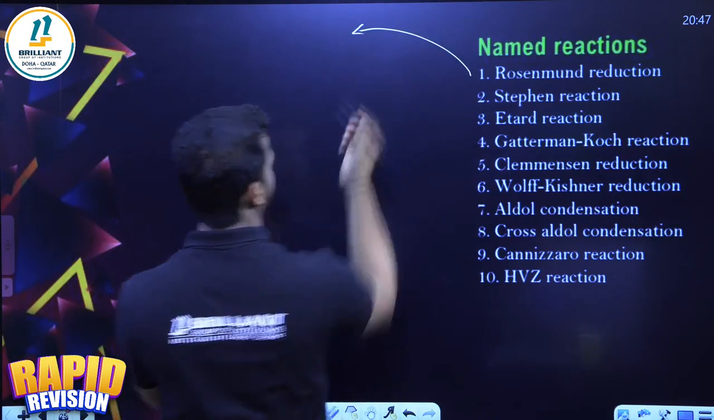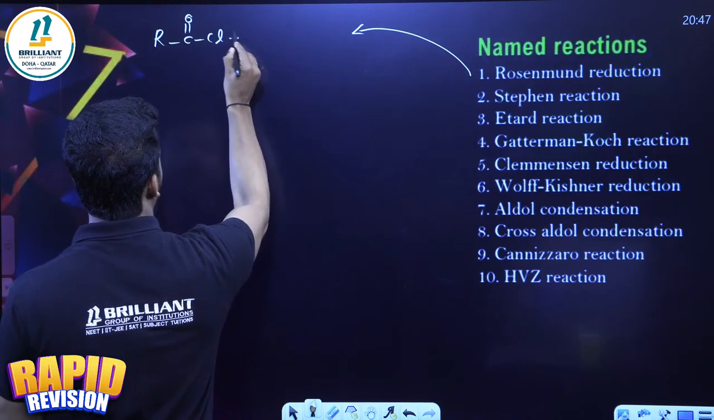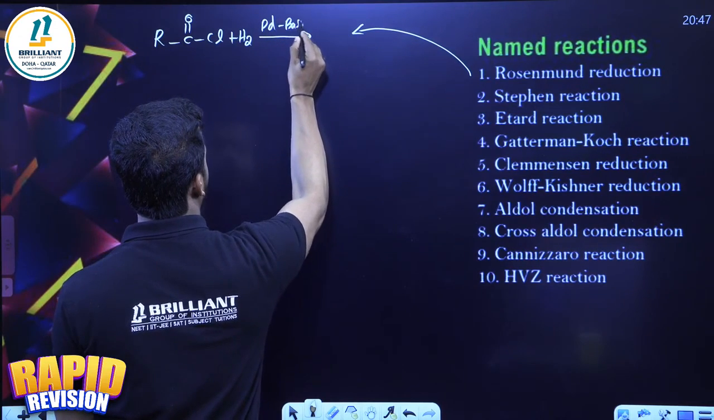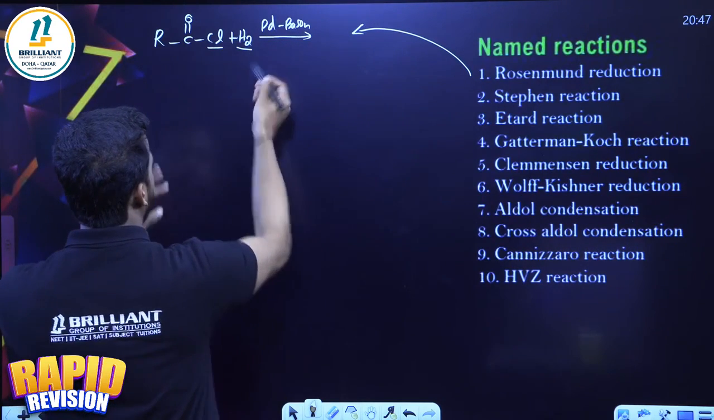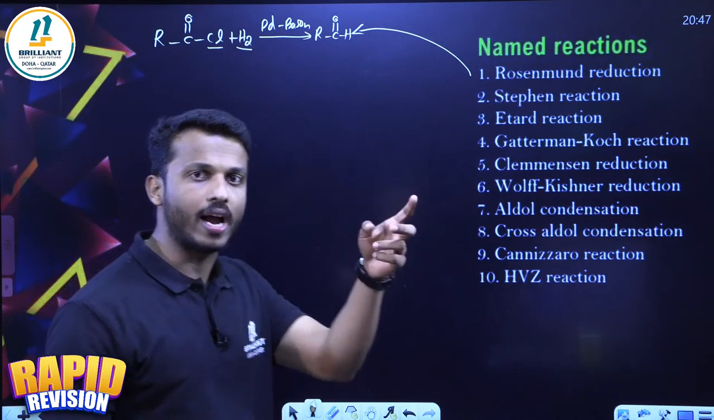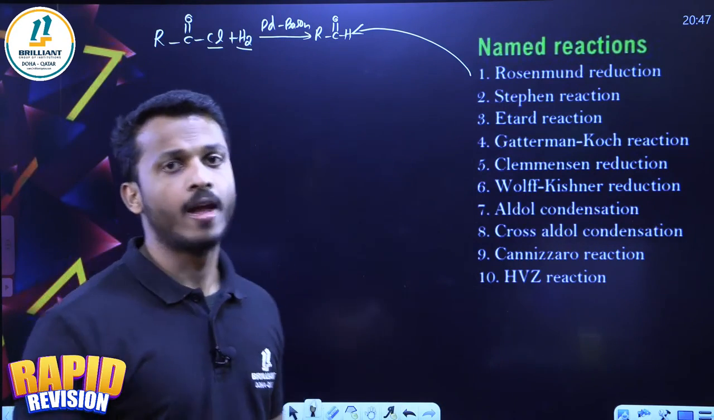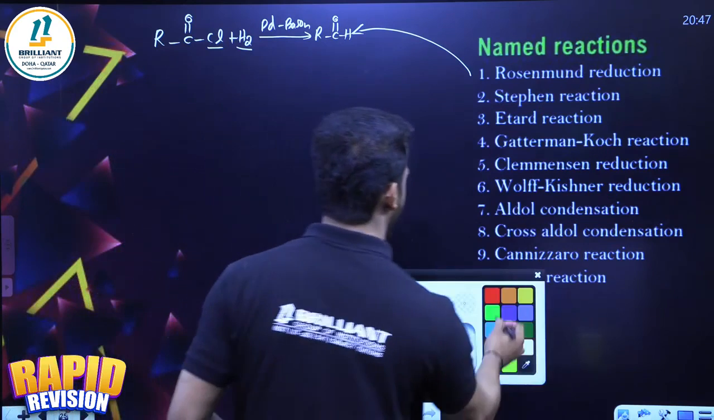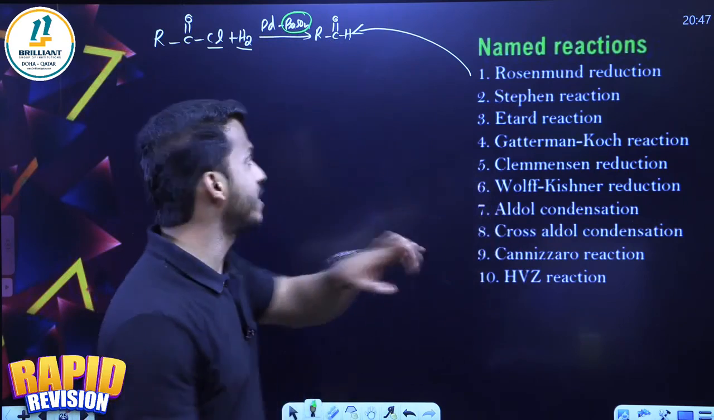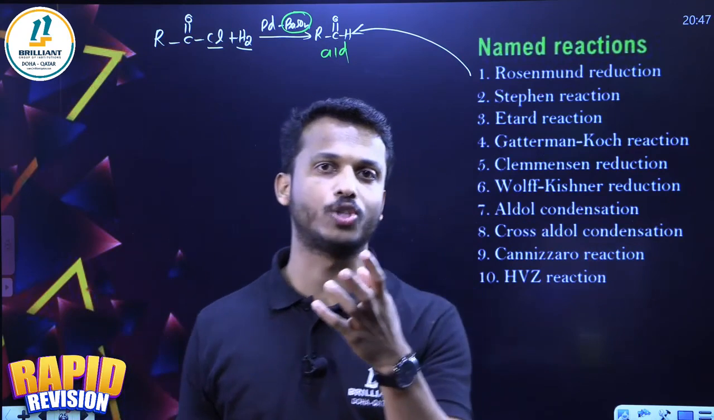What is Rosenmund reduction? Rosenmund reduction means an acid chloride or acyl chloride, when you treat it with hydrogen in the presence of palladium and barium sulfate, what happens? HCl is eliminated, you will get RCHO. So dear all, it's a preparation of aldehyde from acid chloride by treating with hydrogen with palladium and barium sulfate. We studied a reasoning question from this area, why we are using barium sulfate in this reaction. Because the product is aldehyde, right? There is another, why is it called a reduction? Because it is an addition of hydrogen.